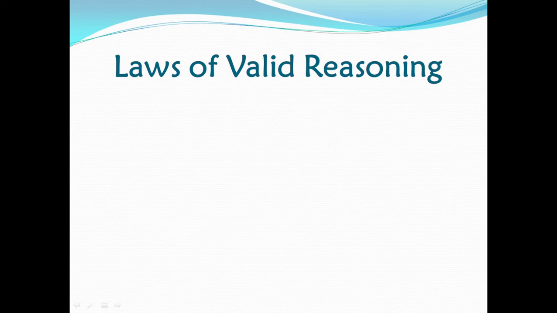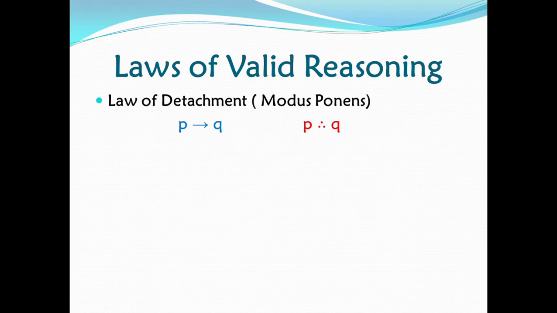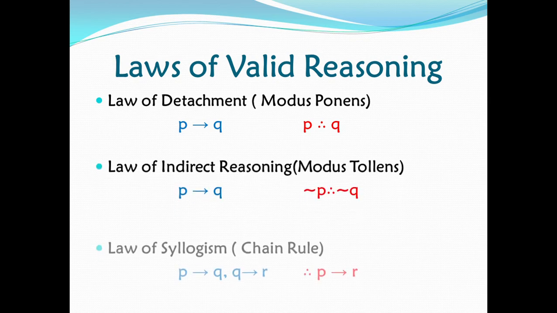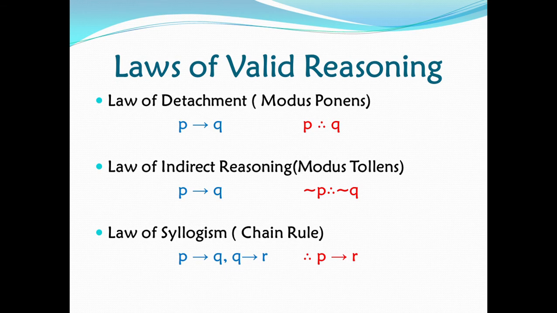Let's proceed sa laws of valid reasoning. So, there are 3 laws of valid reasoning. The first one is Law of Detachment or modus ponens in other books. Law of Indirect Reasoning or modus tollens. And Law of Syllogism or chain rule. So, explain muna natin one by one.